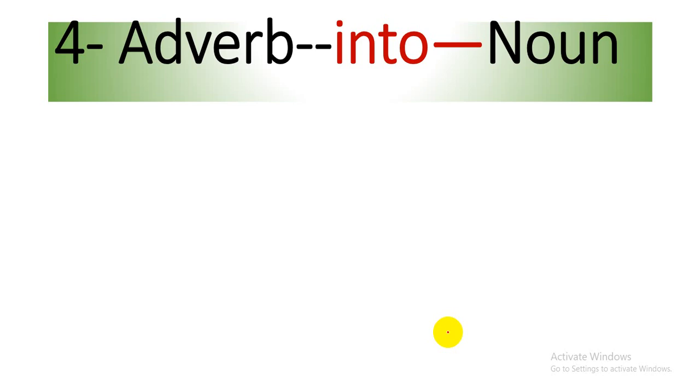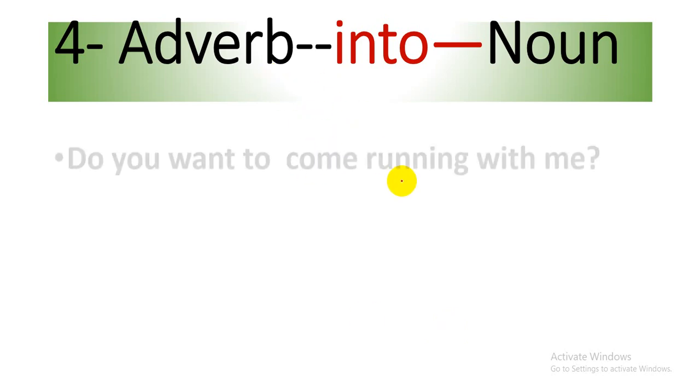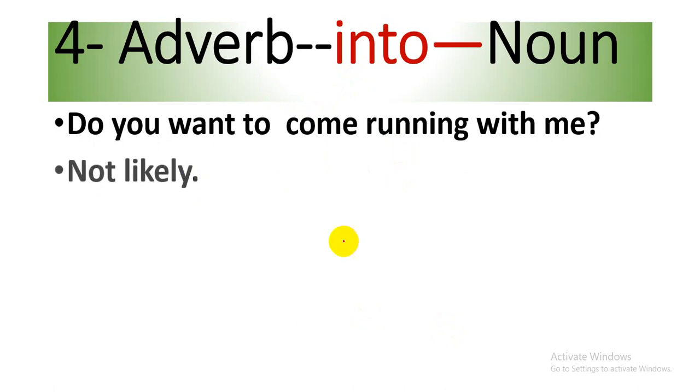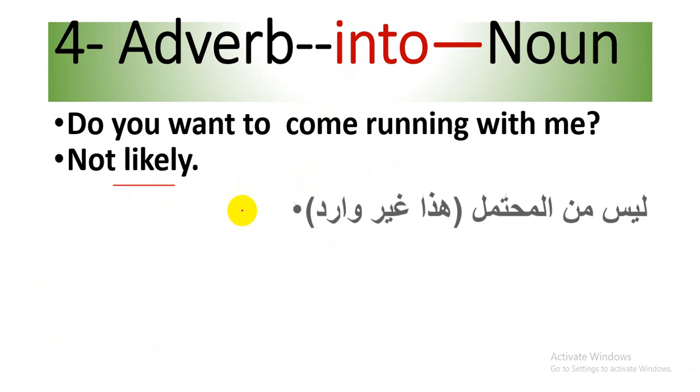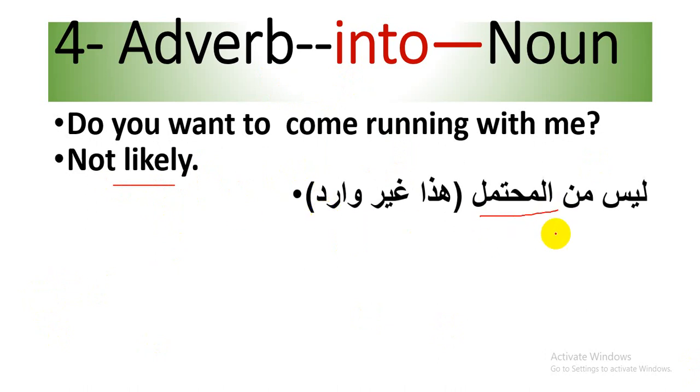And a fourth type of transposition is to change an adverb into a noun. How about this one? Not likely. Do you want to come running with us? Not likely. How can we translate it? We could say ليس من المحتمل, not. And likely is changed into a noun here, or a prepositional phrase, or وارد. So we changed this adverb into a noun.